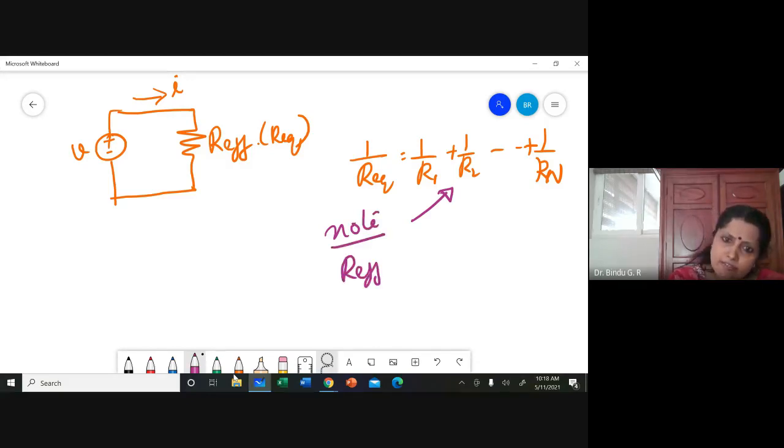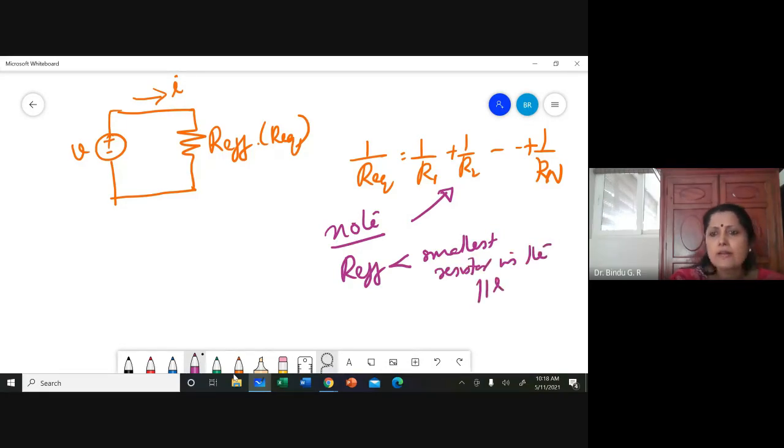R effective will always be less than the smallest resistor in the parallel combination. Why is it important?